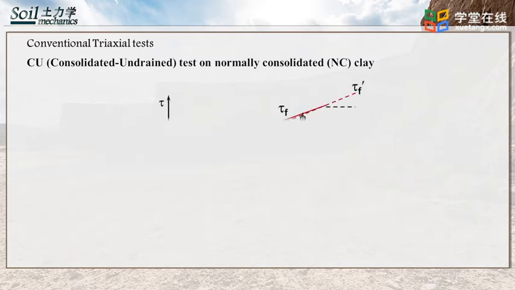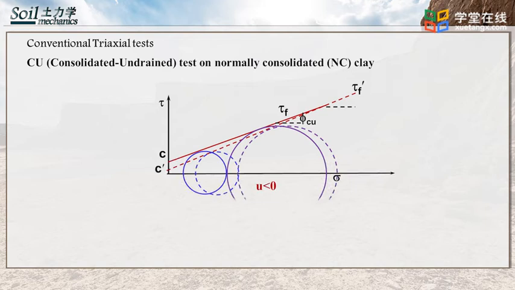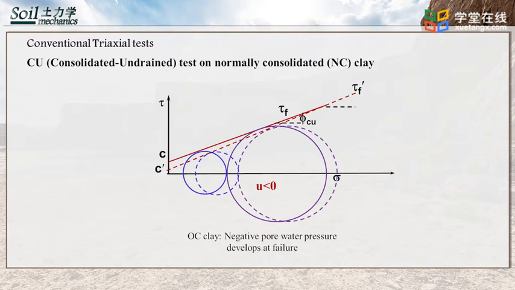In CU triaxial tests on over-consolidated clay, the effective friction angle is greater than the friction angle determined using total stresses, and effective cohesion is smaller than the cohesion determined using total stresses, as shown in the figure. It should be noted that in over-consolidated clay, negative pore pressure develops at failure. In normally consolidated clay, positive pore pressure develops at failure.